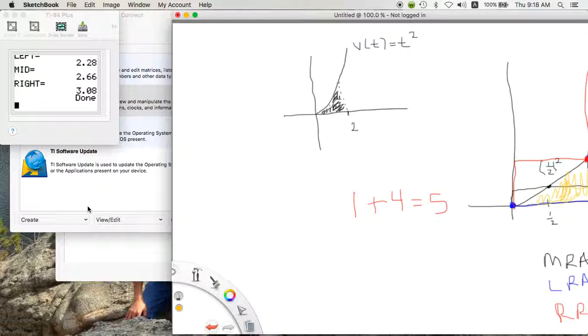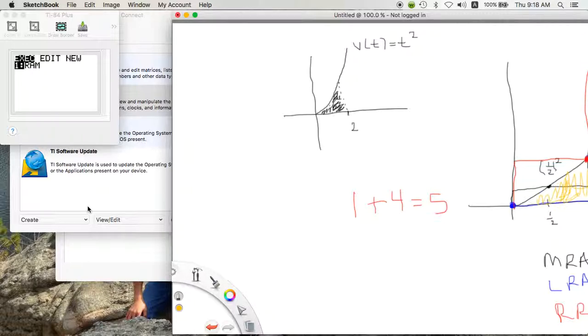Okay, so here you can see they're all pretty different. 2.28 from the left and 3.08 from the right. As we looked at with this graph, the right is overestimating, the left is underestimating. That's not true for every graph, so make sure you look at your sketch and see which is going to be better. And then the midpoint's right in the middle.